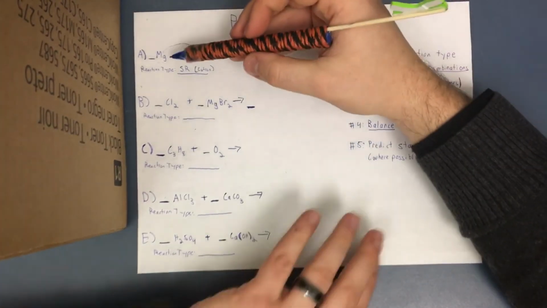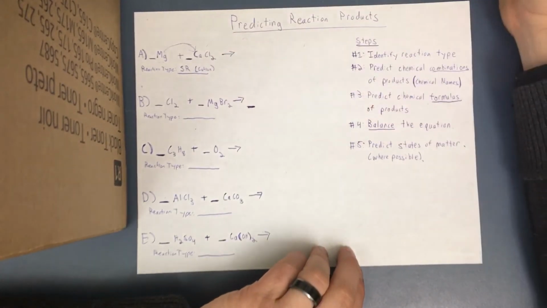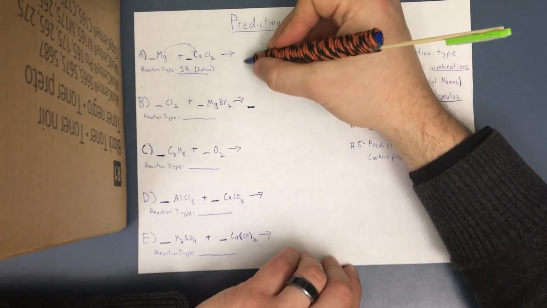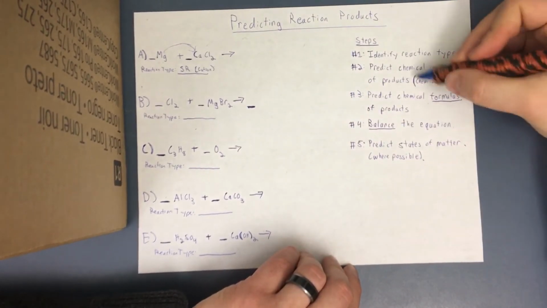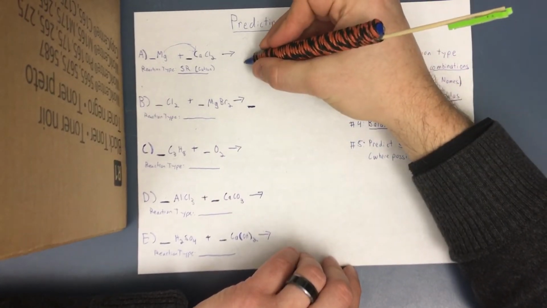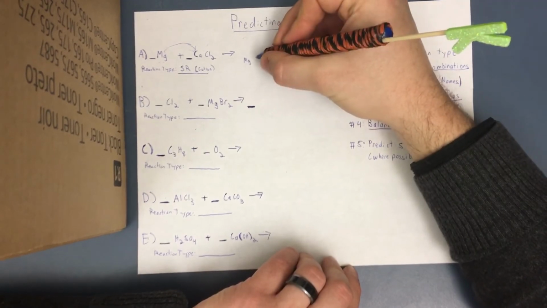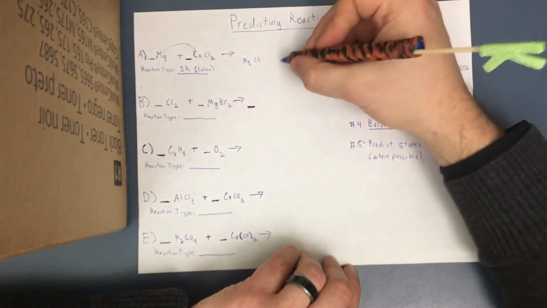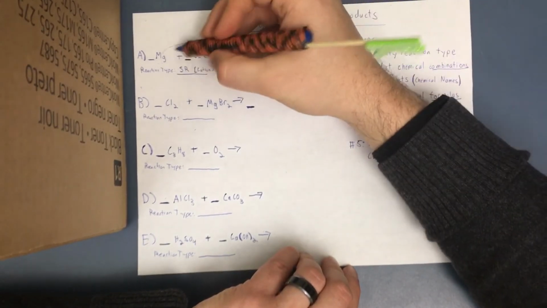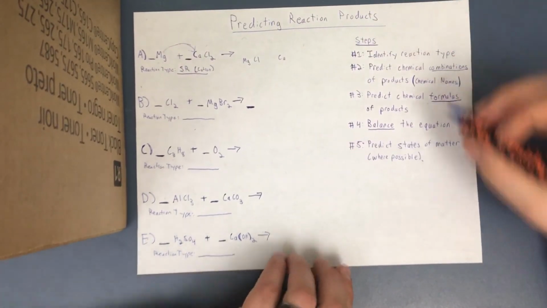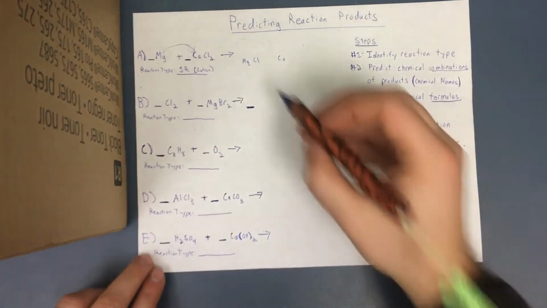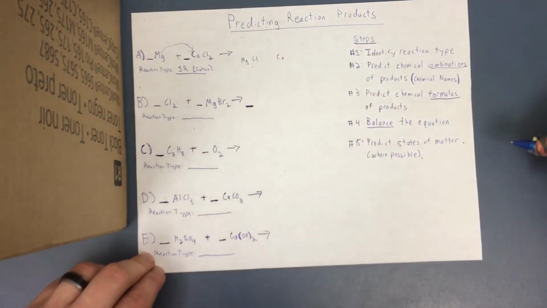So we know that magnesium is going to come and replace calcium. So in predicting the combination of what the products will be, magnesium will combine with chlorine, and then calcium will be by itself. Magnesium kicks out calcium. Now, we then need to identify what the chemical formula of this magnesium chloride is.